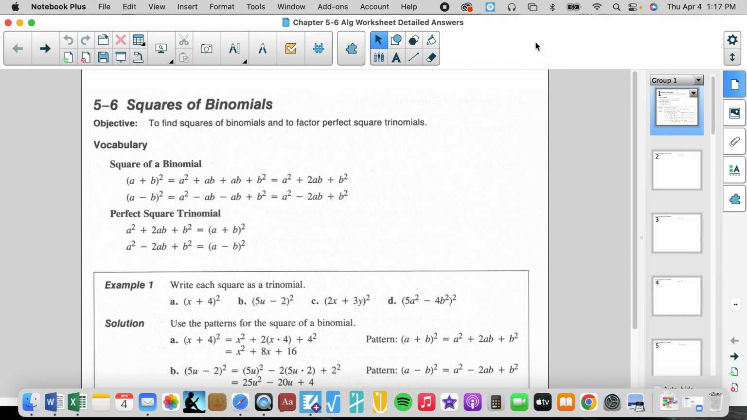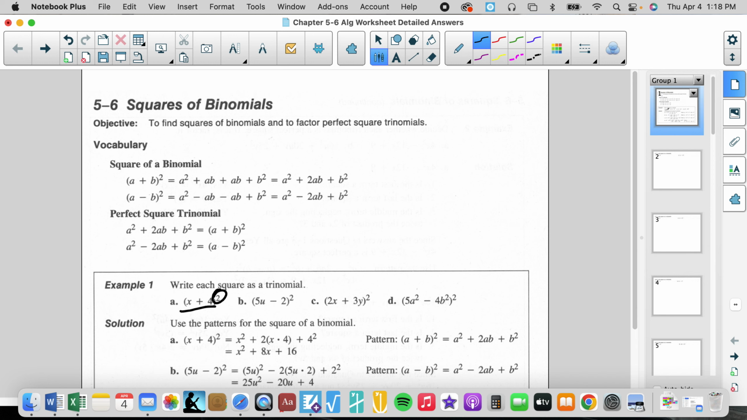Section 5.6, squares of binomials. We are dealing with two special cases where we have difference of squares and then we have binomial squares. So one is conjugates, one is a binomial square where we have a binomial being squared. So two terms being squared.